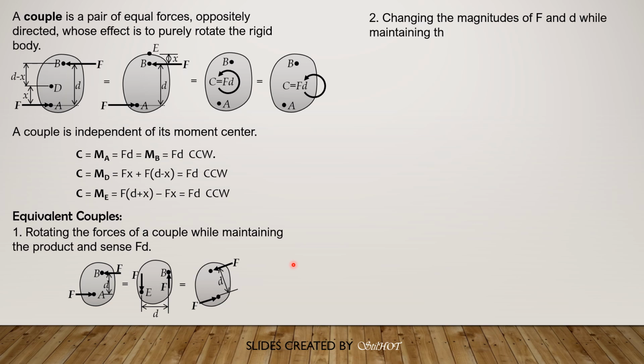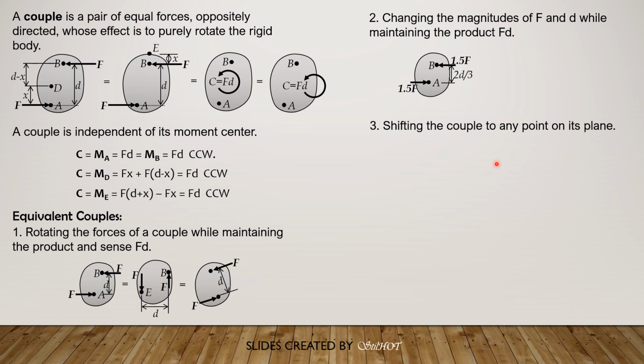Changing the magnitude of F and d while maintaining the product Fd as well as the sense. So you can change the magnitude of the force into another magnitude, and at the same time change the distance between them. So in this case, we have 1.5 F, 1.5 F, and the distance between them is 2/3 d. If you get the product, and the sense is the same, it is Fd. Next, shifting the couple to any point on its plane. This is the principle here, which we already discussed. You can move the couple anywhere on its plane.